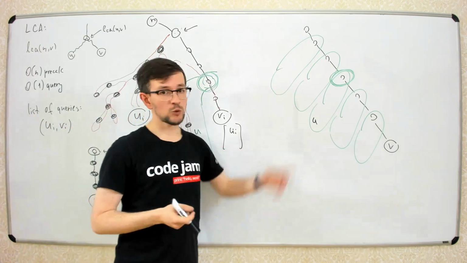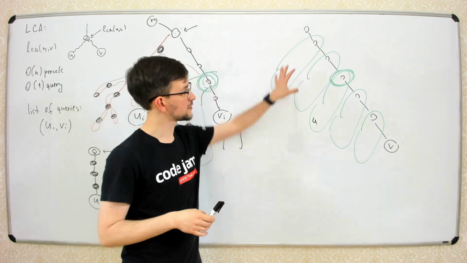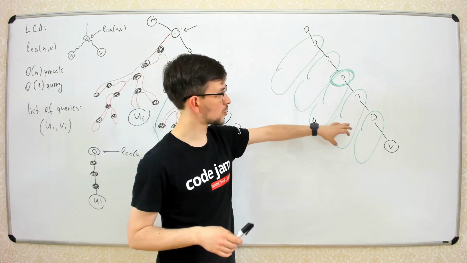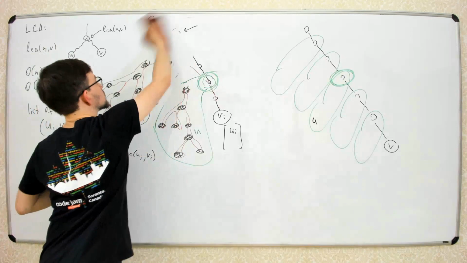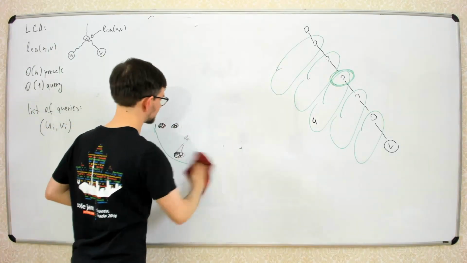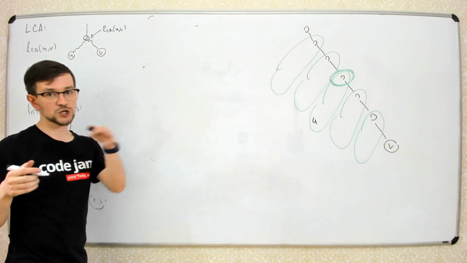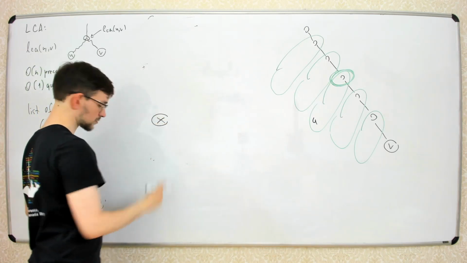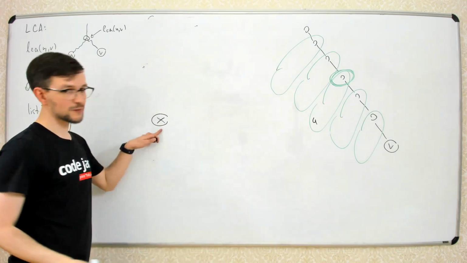And now to maintain these sets, we will simply use the union find data structure. So we'll use union find to maintain these sets of visited nodes. And when we visit some more nodes, we'll just unite these sets. So what happens when you finish the traversal of some node? Let's have some node X.